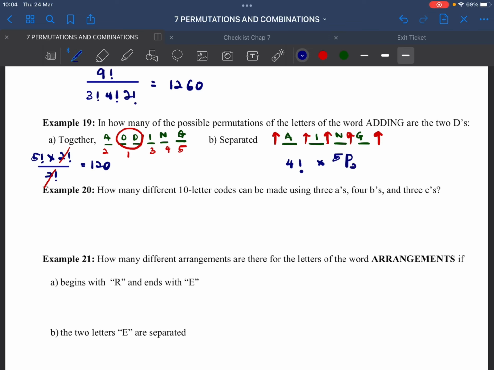2D. Okay, tapi ingat dalam word adding tu ada 2 huruf yang berrepeat. Okay, berrepeat pula, berulang. 2 factorial. Okay, so that's gonna be 240. Okay, lagi sekali saya ulang. 4 factorial represent A, I and G. 5 represent space. Berapa banyak space ada? 2 represent 2D. 2 factorial represent repeated D. Okay, so that is how you solve the question for separated.